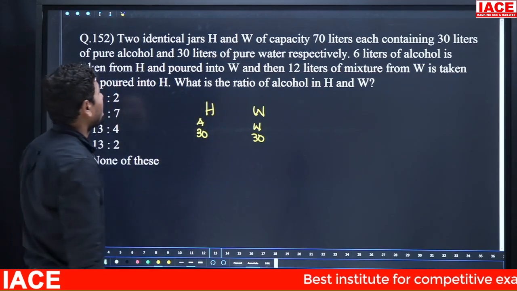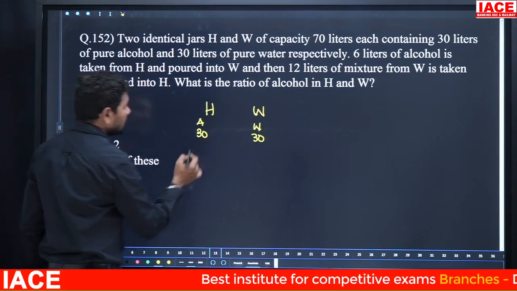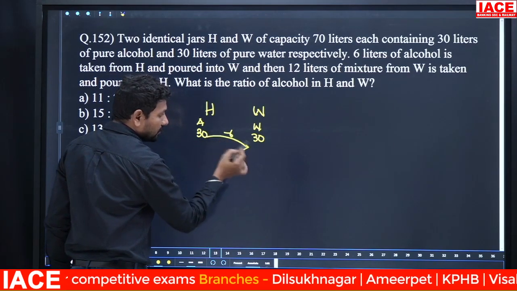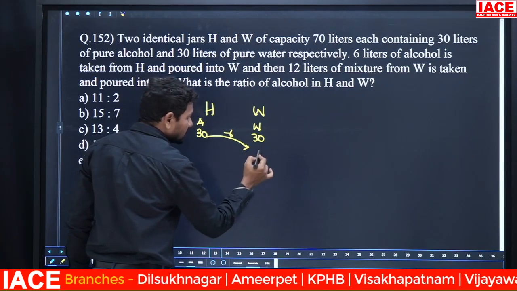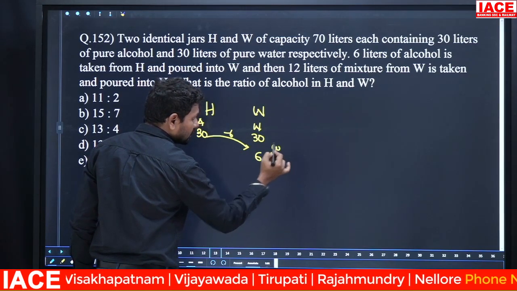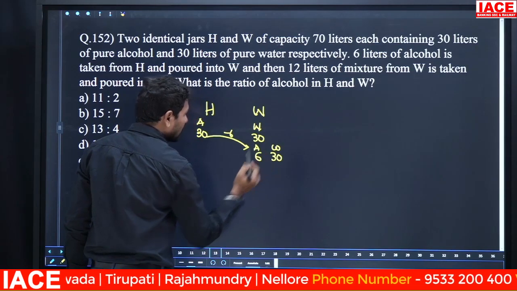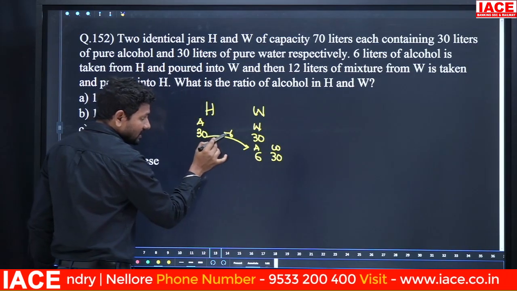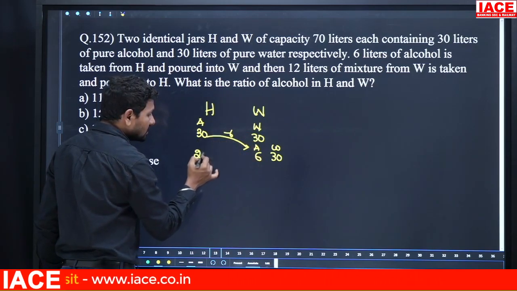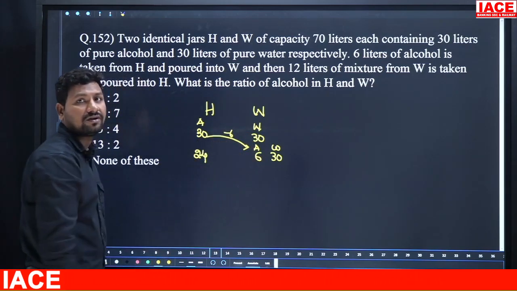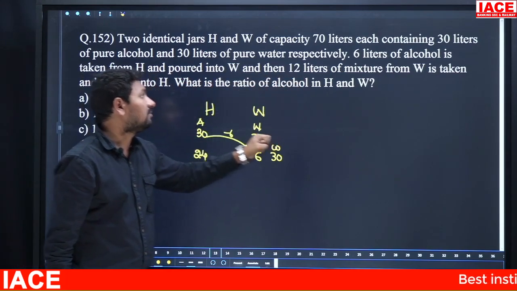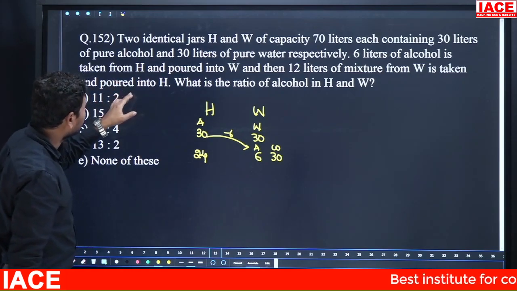6 liters of alcohol is taken from H. Then 6 liters is going to here. That means it becomes what? 6 liters of alcohol and 30 liters of water. Now, out of 30 liters, 6 liters are going to the next jar, so alcohol becomes how many liters now? It becomes 24 liters. Then 12 liters of mixture from W is taken and poured into H.